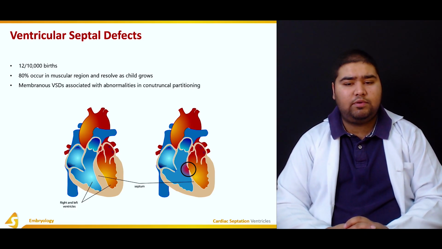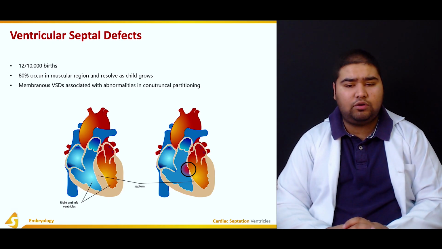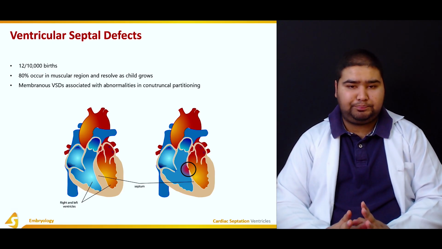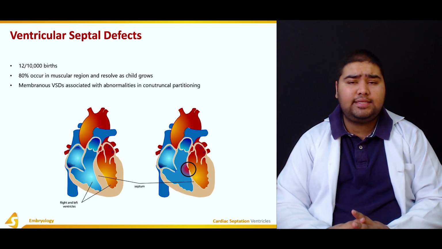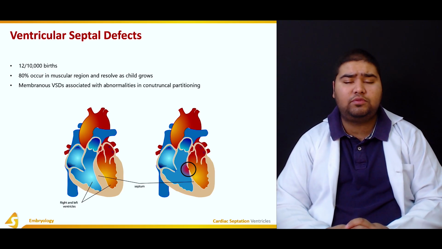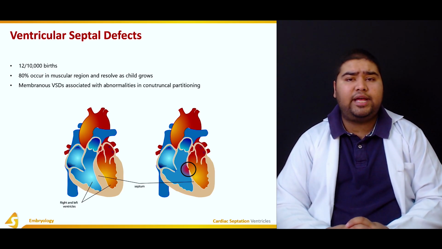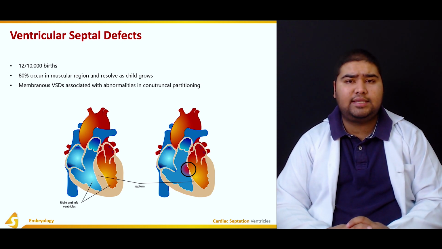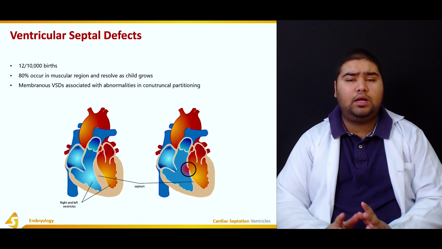We talked about this before. The membranous portion of the ventricular septum is formed by the endocardial cushion tissue that lies on the top of the muscular septum and that goes on to close the interventricular foramen so that it can abut with the conal septum.